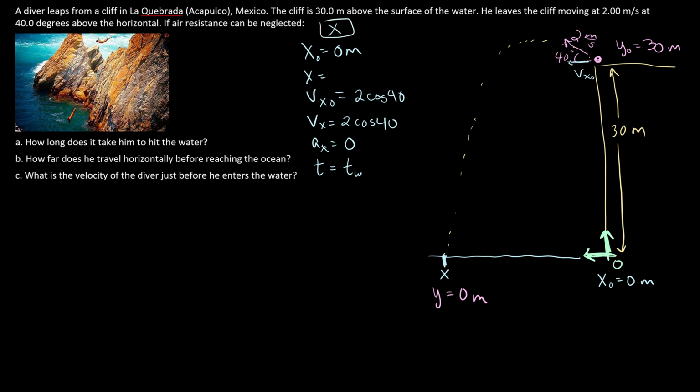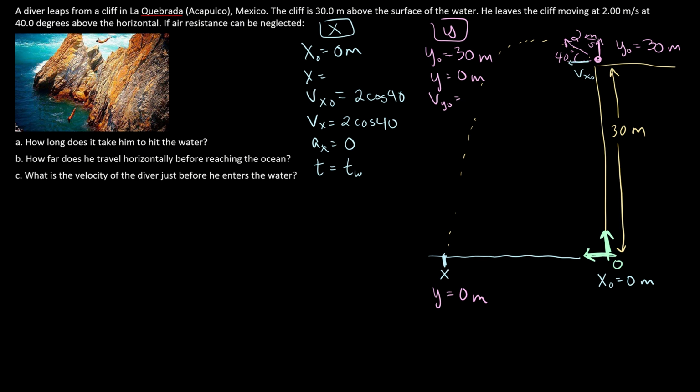That's my inventory for the x direction. Now let's do the y direction. My initial y is 30 meters. My final y I know to be 0 meters. My initial y velocity: now I am opposite of that 40-degree angle, so my y component is here.